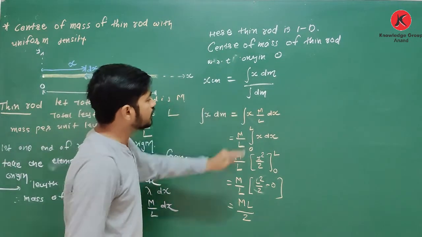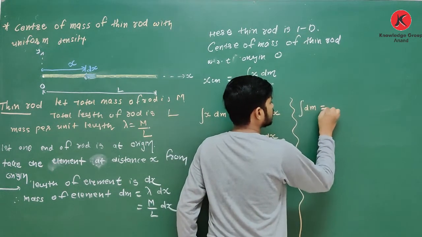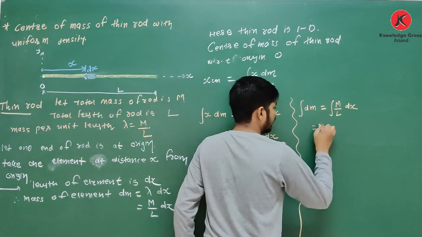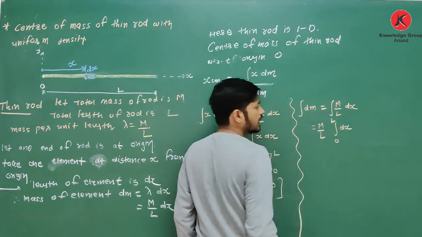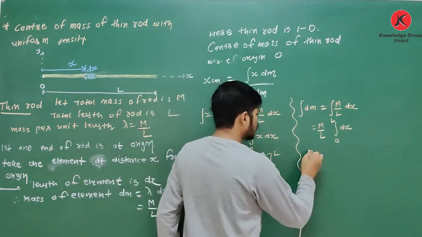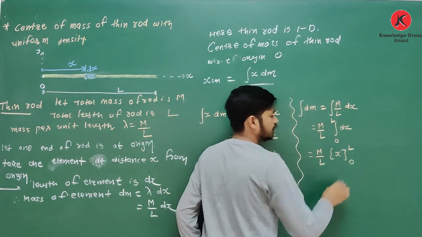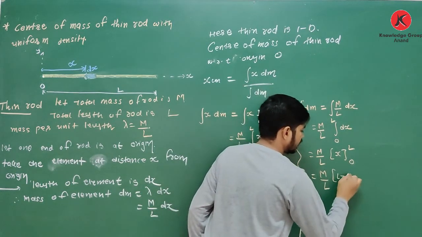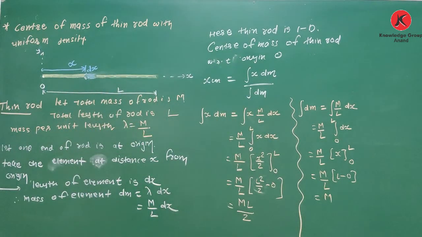Now we will find integration dm. Integration dm is equal to integration m upon L dx. Again, m upon L is constant, and integration dx is from 0 to L. So it is m upon L, and what is integration dx? It is x, limit from 0 to L. So it is m upon L, and here it is L minus 0. L cancels, so it is only m. Clear about this?